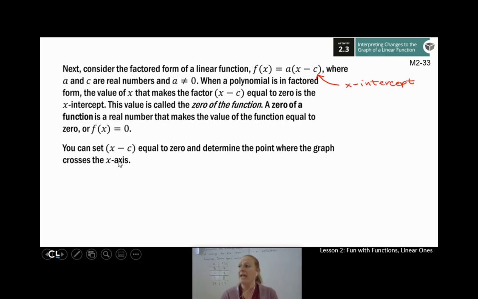So you can set x minus c equal to 0 and determine the point where the graph crosses the x-axis. So we're now saying this is our x-intercept, also known as the zero of a function. Make a note right here. Zero of a function.